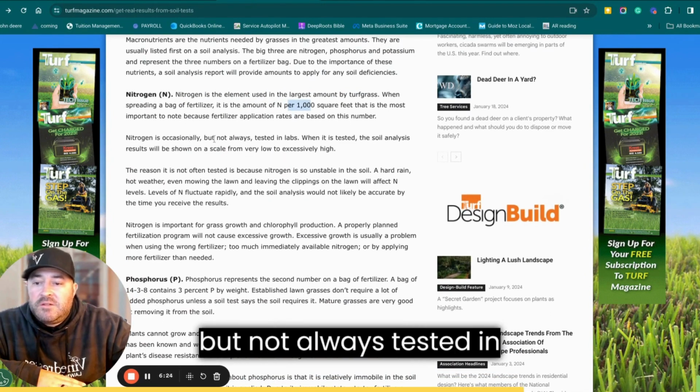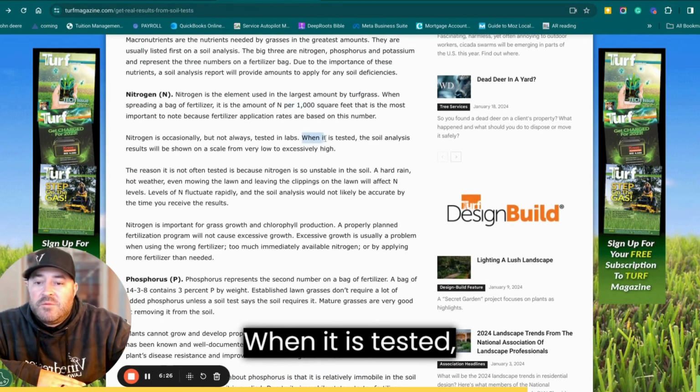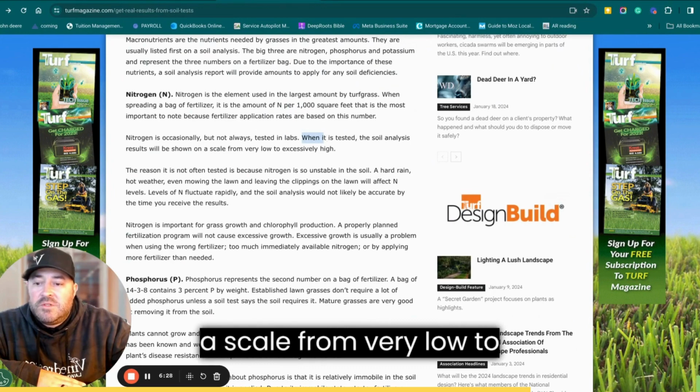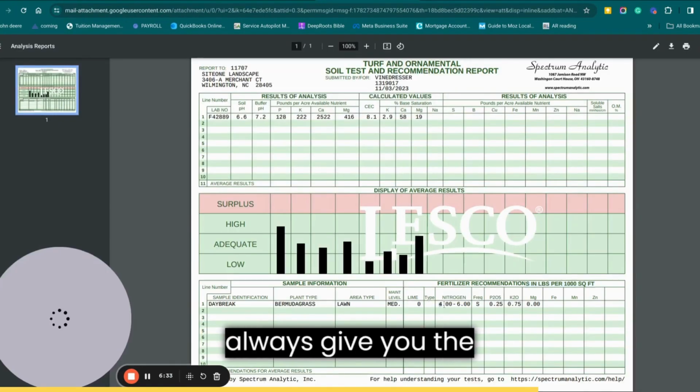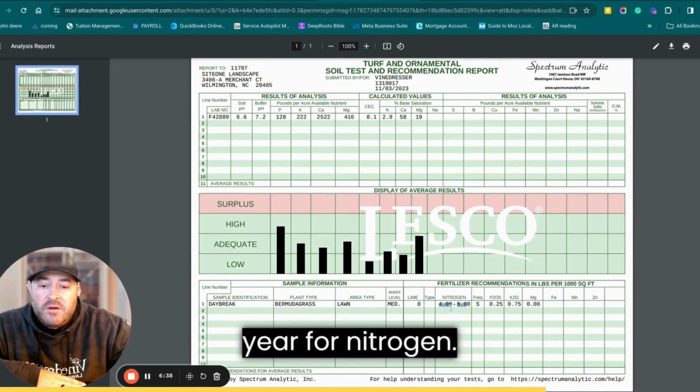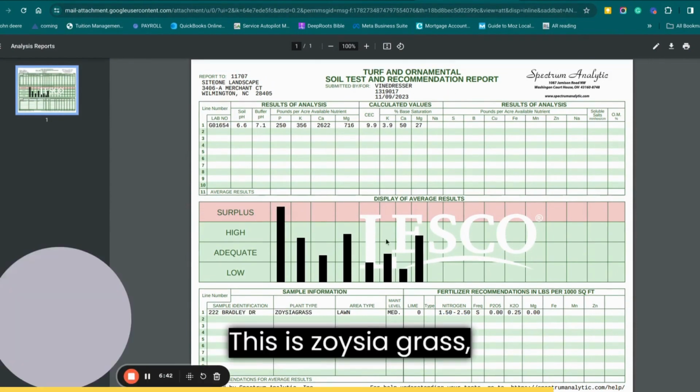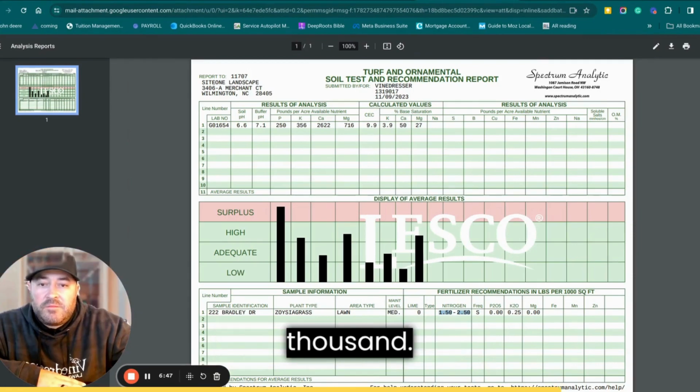Nitrogen is occasionally but not always tested in labs. When it is tested, the soil analysis results will be shown on a scale from very low to excessively high. In our report, it's just going to always give you the normal suggestion in a year for nitrogen. This is Bermuda grass, 4 to 6 pounds per thousand. This is zoysia grass, 1.5 to 2.5 pounds per thousand.